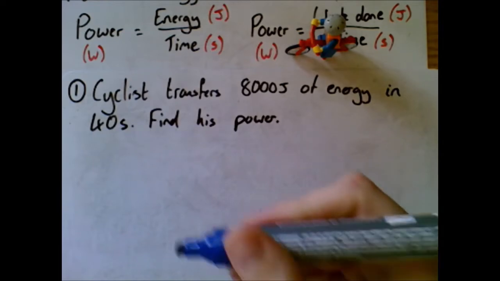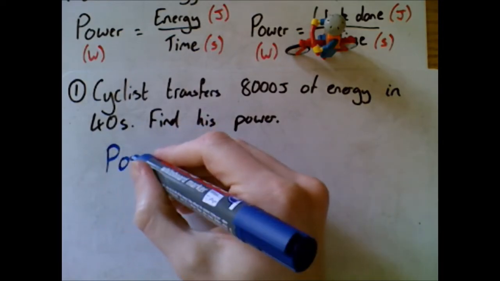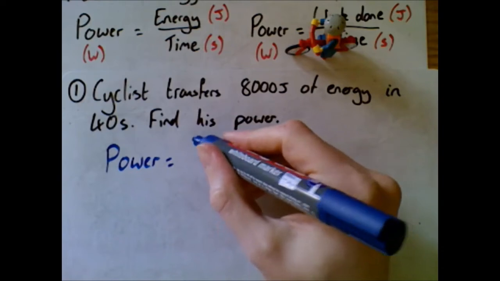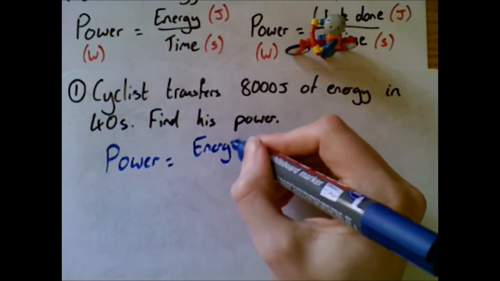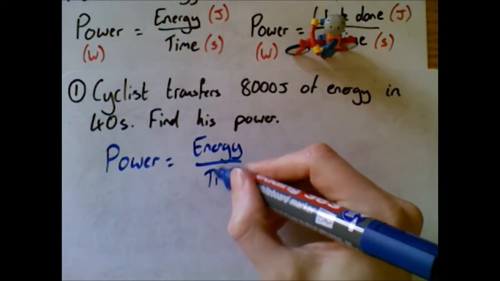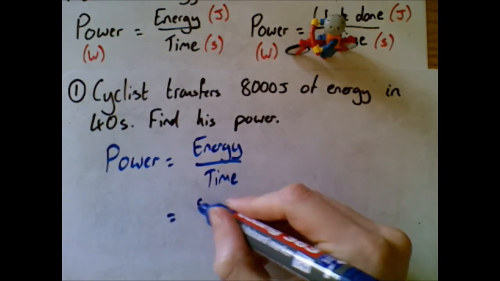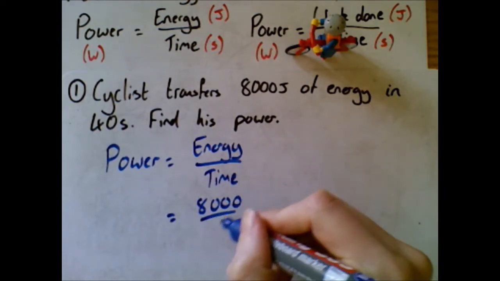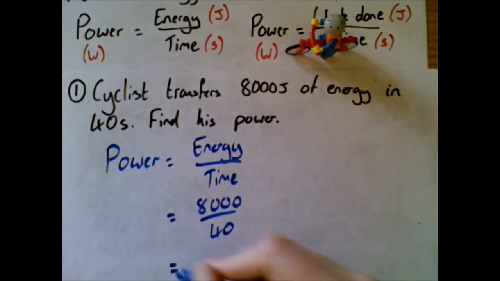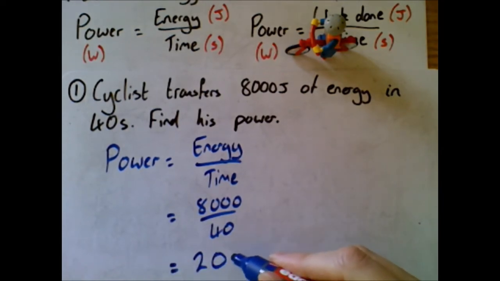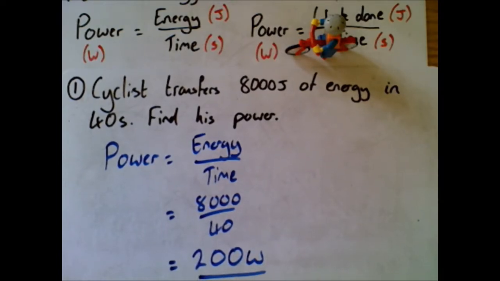So usual setup, we're going to write our formula out first. Power equals energy divided by time. Energy is 8,000. Time is 40 and it's in seconds, so that is all good. And if you work that out, that will give me an answer of 200 watts. And that would be my answer, simple as that, if we're trying to work out the power. So that's a relatively straightforward one. Let's look at something a little bit more tricky then.